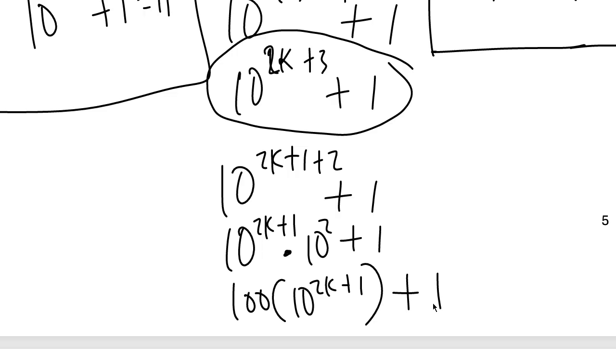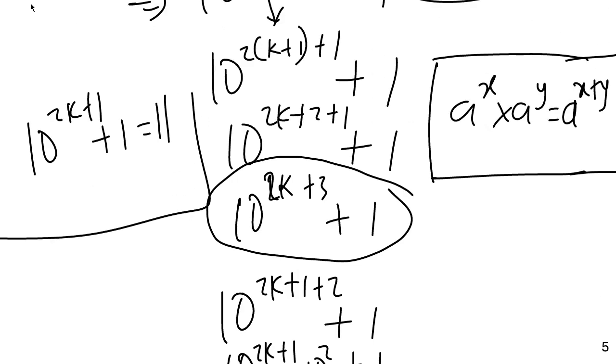Are you seeing what's happening? So that now, from the original expression given in terms of k, that's 10 to the power 2k plus 1 equal to 11m.